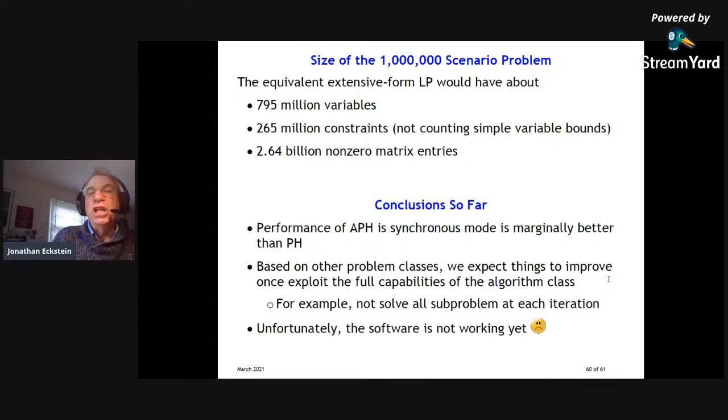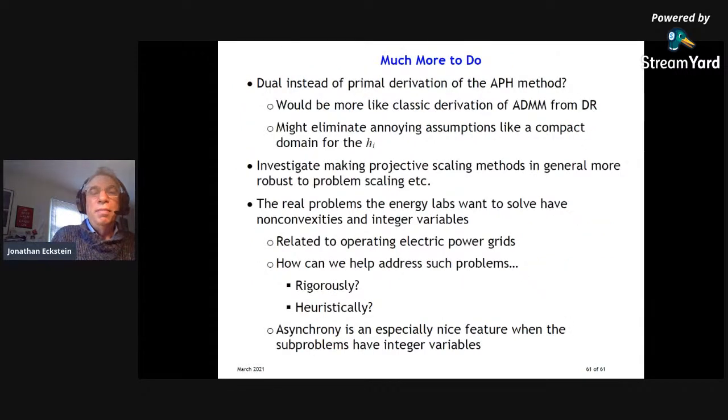So the synchronous mode performance of our new algorithm is marginally better than the old one, but it's not a big deal. But based on some work I've done on other problem classes, I expect this to improve a lot if we can do things like not having to solve every subproblem every iteration, and overlapping communication and computing, all things that the new algorithm allows you to do and progressive hedging doesn't. Unfortunately, the software is not functioning yet. I'm depending on Dave and JP for that, but we're making progress towards it. And this is some stuff we can do in the future, but I probably shouldn't talk about that either. So, okay, I think I'm going to leave it there.